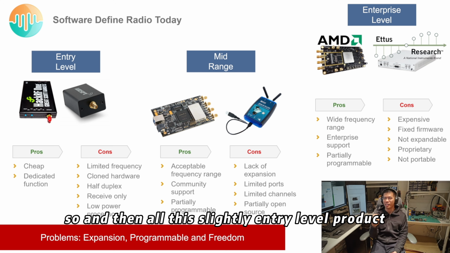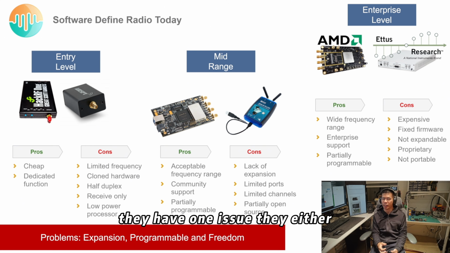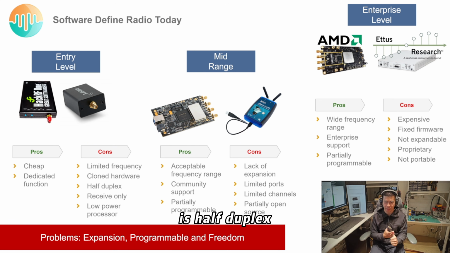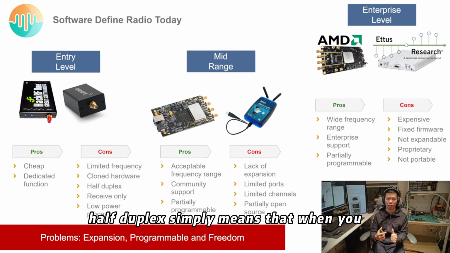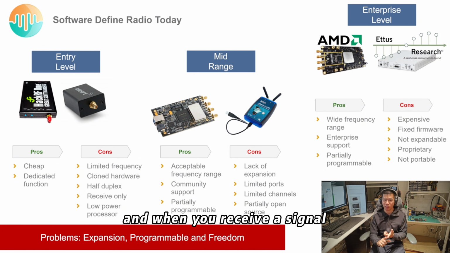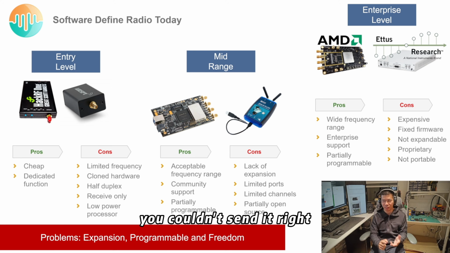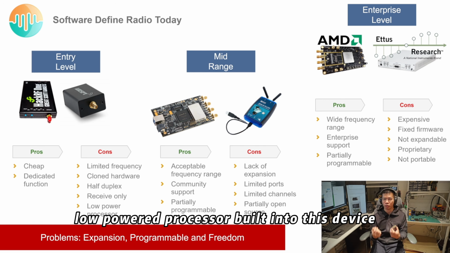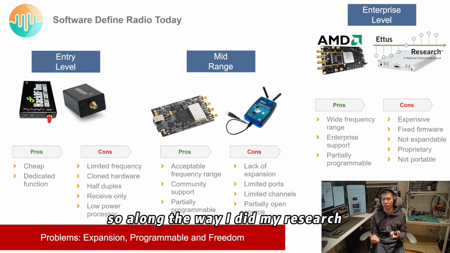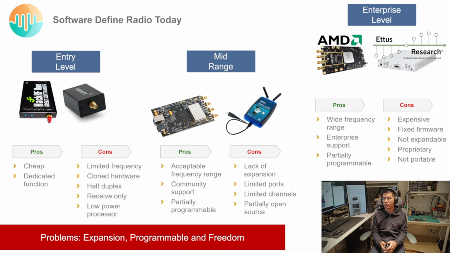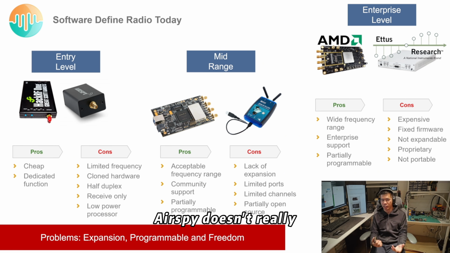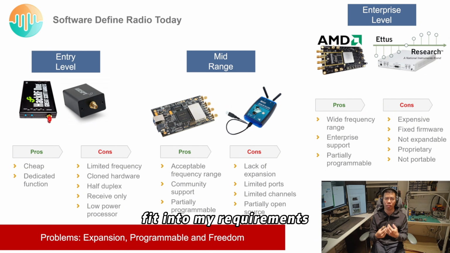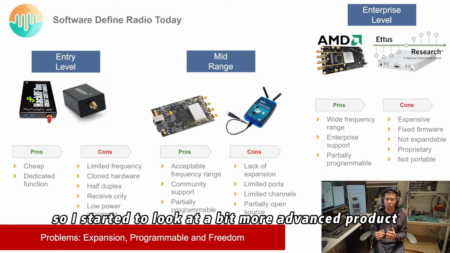And then all these slightly entry level products have one issue. They are either half duplex, which simply means when you send a signal, you can't receive, and when you receive a signal, you can't send, right? Or you are talking about a very low powered processor built into the device. So along the way, I did my research. I feel like things like HackRF and AirSpy don't really fit my requirements. So I started to look at a bit more advanced products.